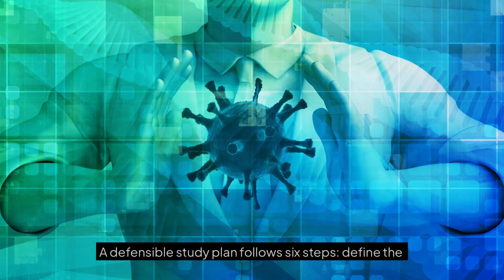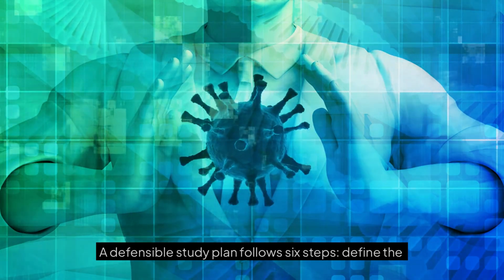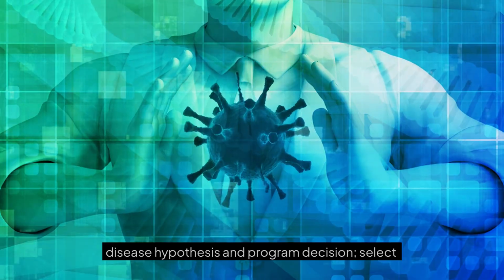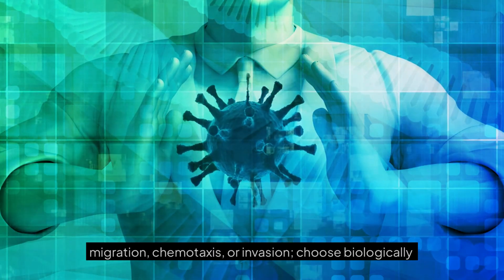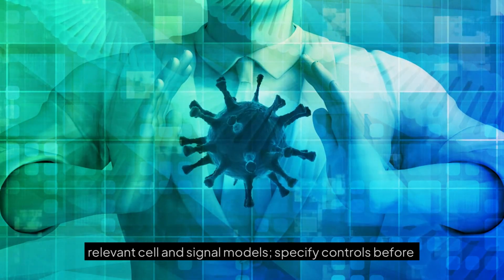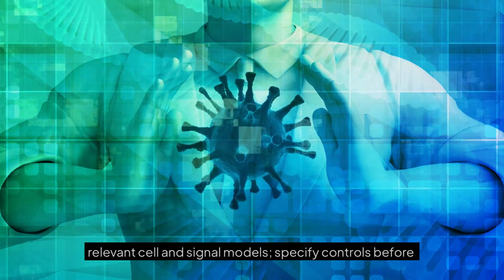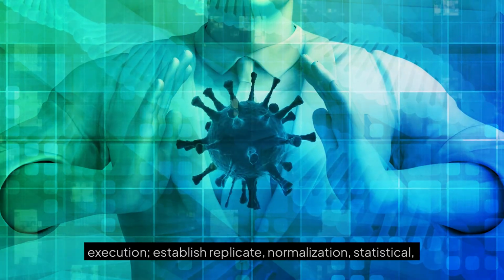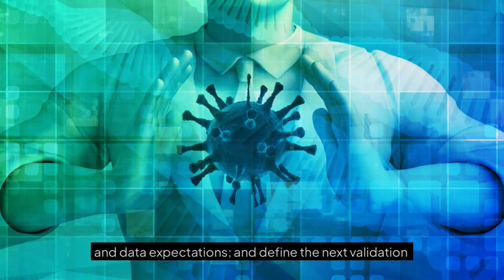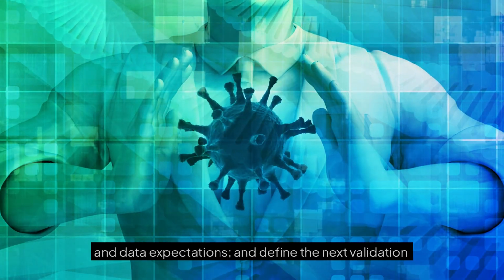A defensible study plan follows 6 steps. Define the disease hypothesis and program decision. Select migration, chemotaxis, or invasion. Choose biologically relevant cell and signal models. Specify controls before execution. Establish replicate, normalization, statistical and data expectations, and define the next validation step.